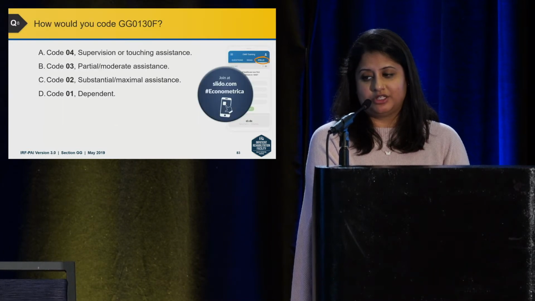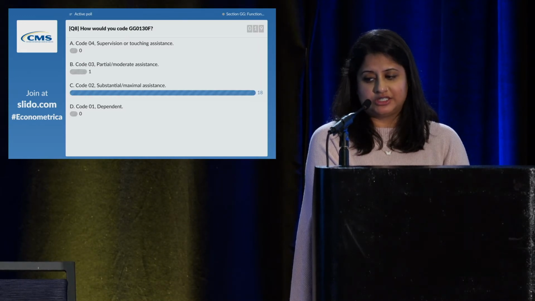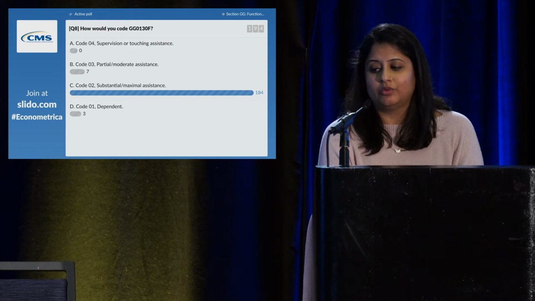So based on this information, how would you code GG0130F? Would you say A, O4, supervision or touching assistance, B, O3, partial or moderate assistance, C, O2, substantial or maximal assistance, or D, O1, dependent?